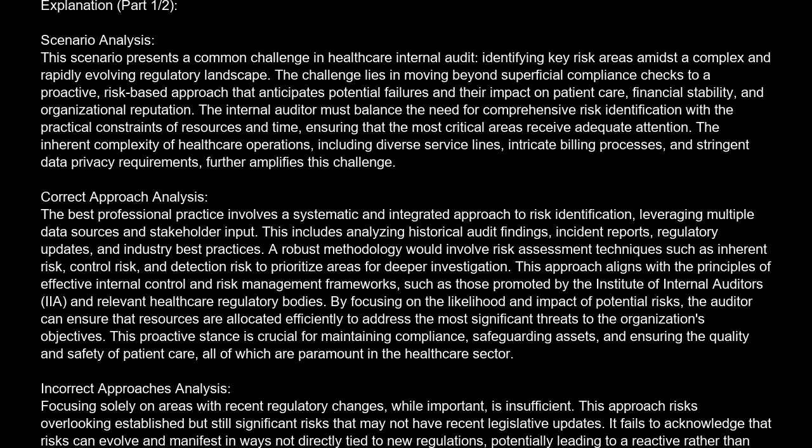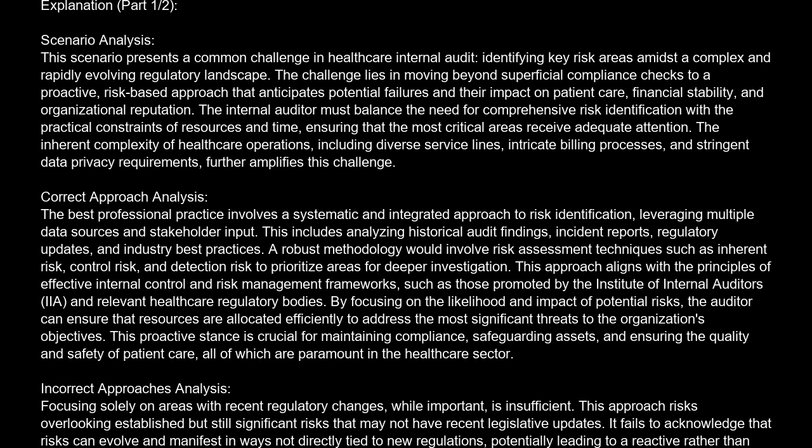The challenge lies in moving beyond superficial compliance checks to a proactive, risk-based approach that anticipates potential failures and their impact on patient care, financial stability, and organizational reputation. The internal auditor must balance the need for comprehensive risk identification with the practical constraints of resources and time, ensuring that the most critical areas receive adequate attention.